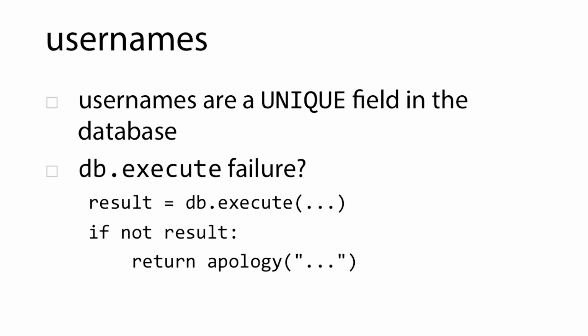Usernames will be a unique field in the database, as will be their user ID. But what if the username already exists in the database? Well, then db.execute will fail, so you check for that failure as follows.